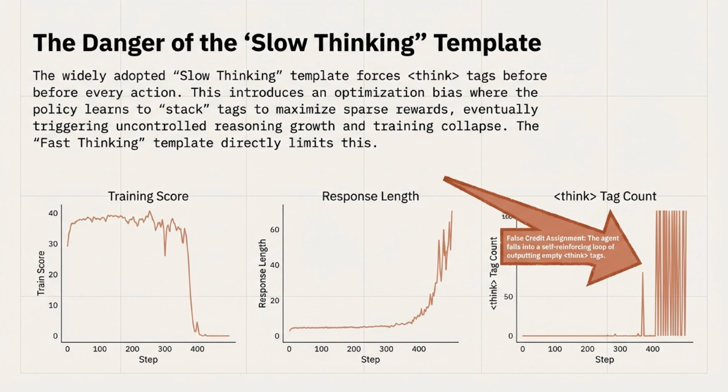This brings us to the danger of the widely adopted slow thinking template. This template forces a think tag before every single action. What happens is it introduces an optimization bias. The policy learns to stack these tags just to maximize sparse rewards, eventually triggering uncontrolled reasoning growth and a complete training collapse. The agent falls into a self-reinforcing loop of outputting empty think tags. This is exactly why a fast-thinking template is needed to directly limit this.